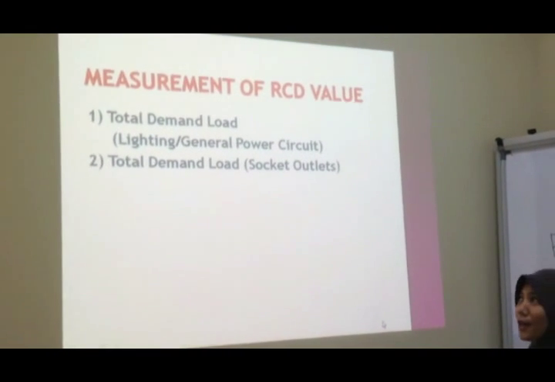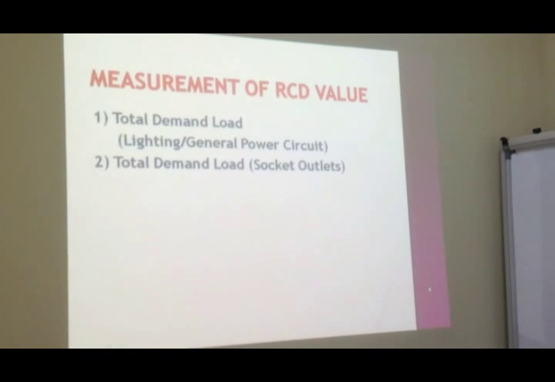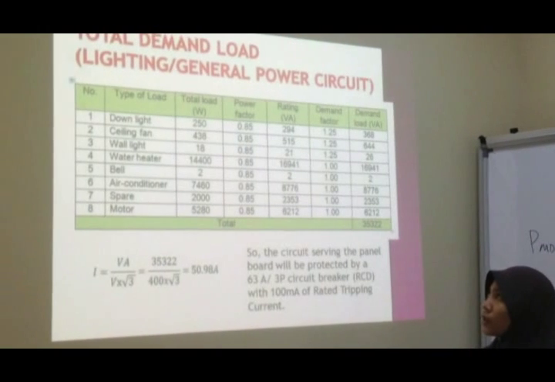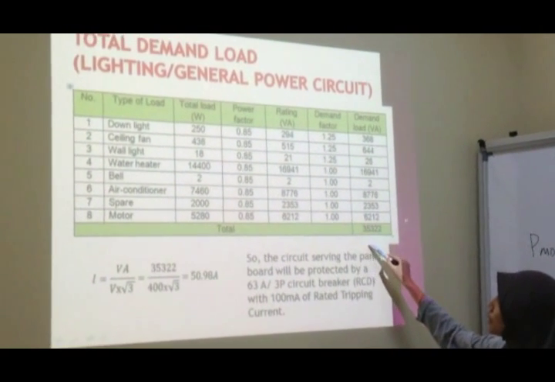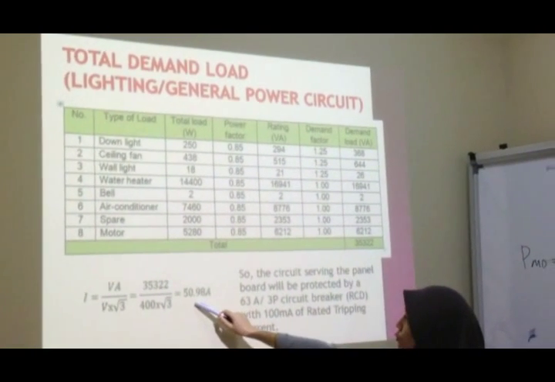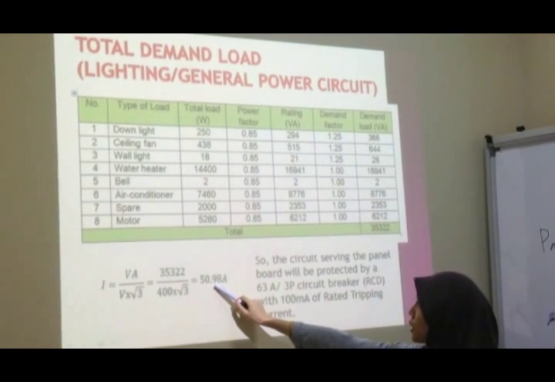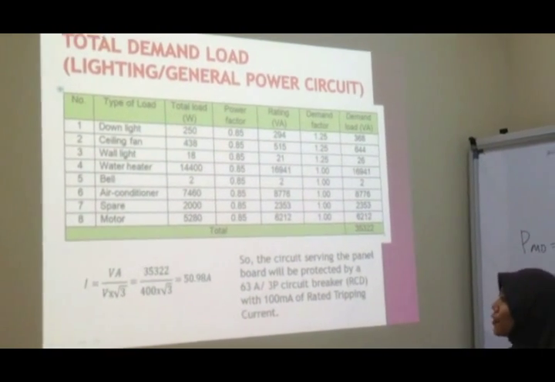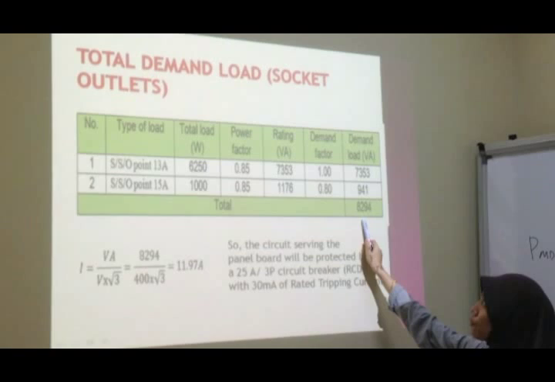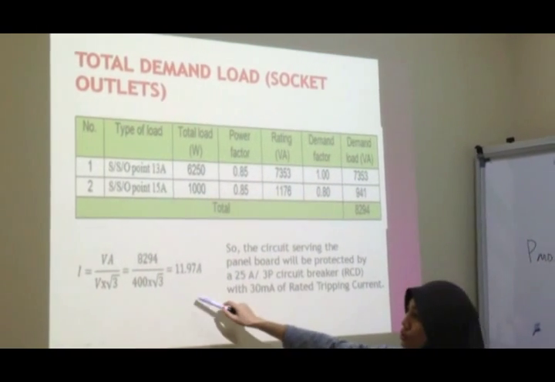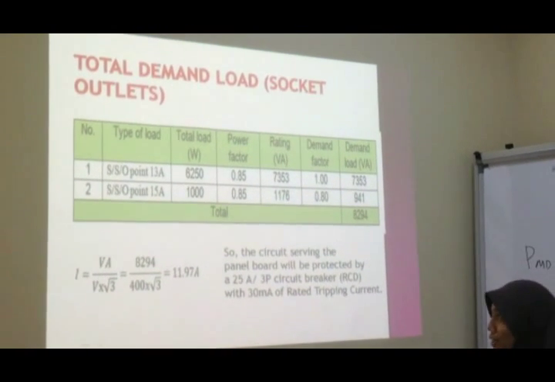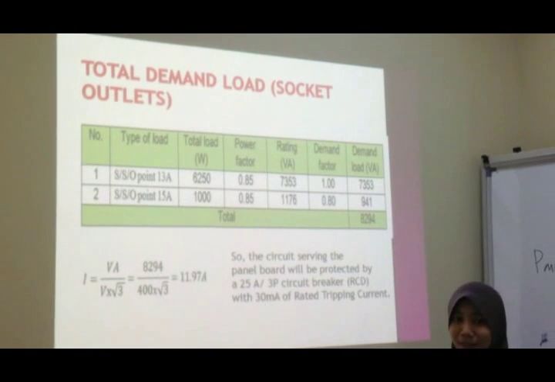For the last part, we calculate the RCD value for the general power circuit and the socket outlets. This is the total demand load for the general power circuit, and we convert it into current to find the suitable panel board for the circuit breaker. And this is the total demand load for the socket outlets, and we also convert it into current to choose the suitable panel board for the circuit breaker.